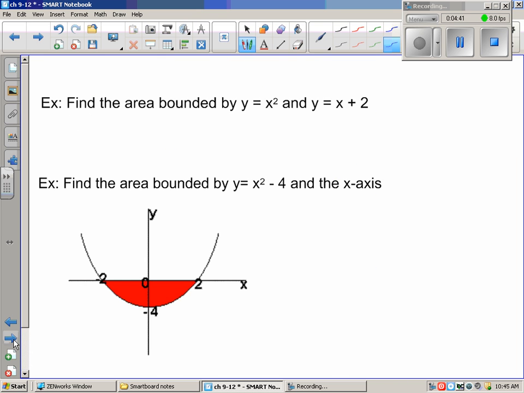Let's try some more. Find the area bounded by x squared and x plus 2. Without the graph, because having the graph is kind of nice, I was able to do that pretty easily, picking out that left hand and right hand limit without you even recognizing it. But what you basically have to do first is find the points of intersection between the graphs.